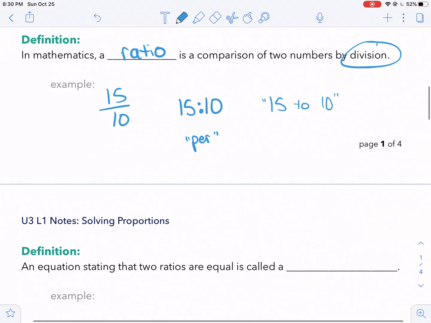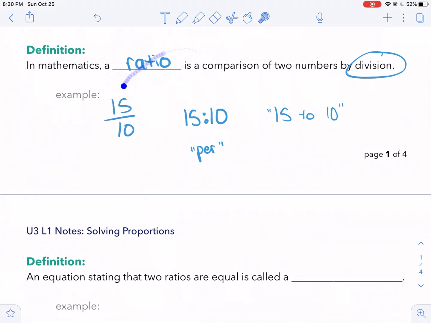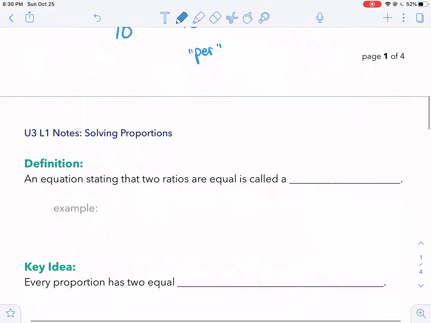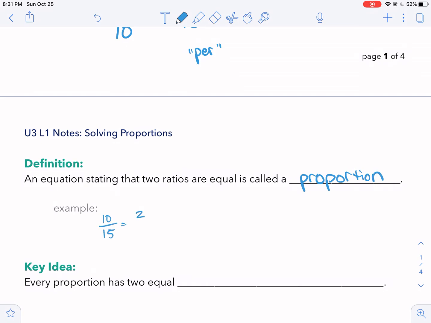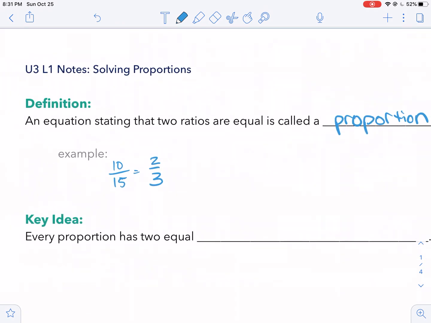Okay. Now when you take two ratios and you say that they're equal, we call that a proportion. For example, we say that 10/15 is equal to 2/3. Cool. We can also say that x over 5 equals 8/20. And then we can use this equation to solve for x. Isn't that great? So great.